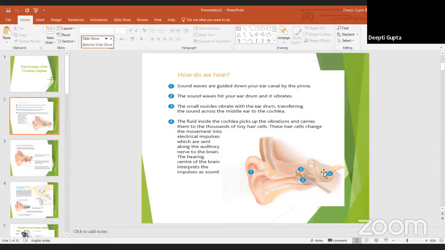After that, it reaches the inner part of the ear, which is called the cochlea. The inner part of the ear has two things: one is fluid and the other is hair cells. When the vibration goes from the middle ear to the inner ear, the fluid gets some displacement. And because the fluid gets displaced, the hair cells which also reside in the cochlea get some movement.